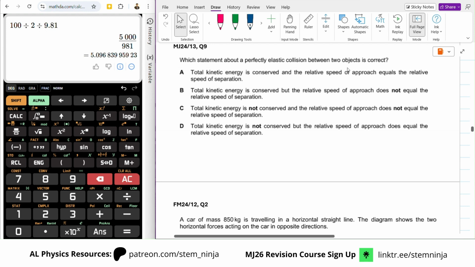Which statement about the perfectly elastic collision between the two objects is correct? The relative speed of approach is equal to the relative speed of separation, and since it is perfectly elastic, total kinetic energy is conserved. These two are correct. Relative speed of approach equals the relative speed of separation, so A is correct.